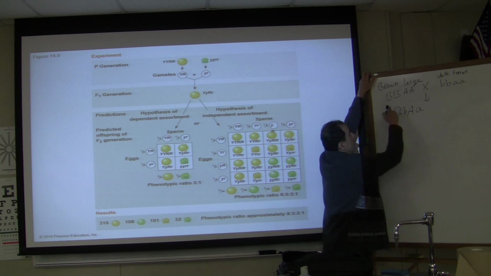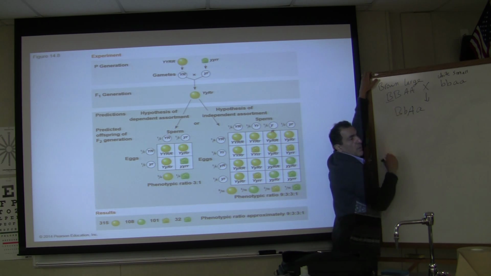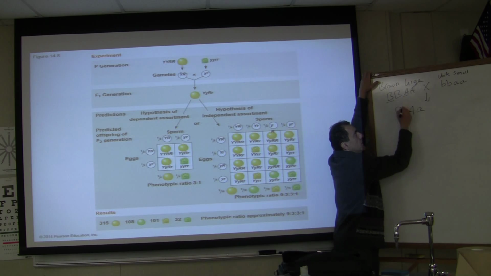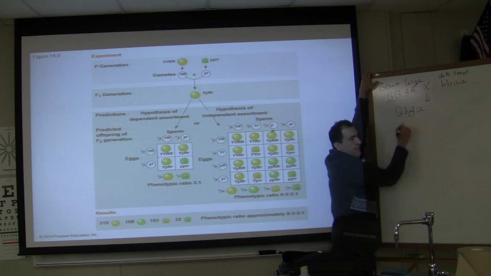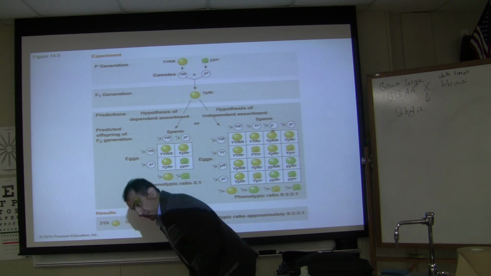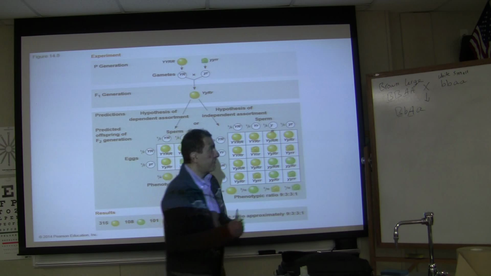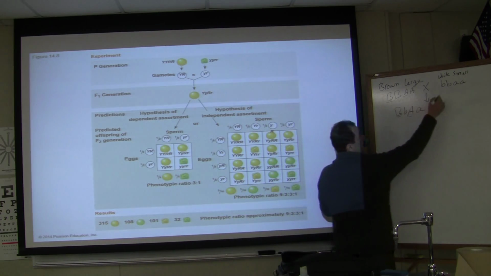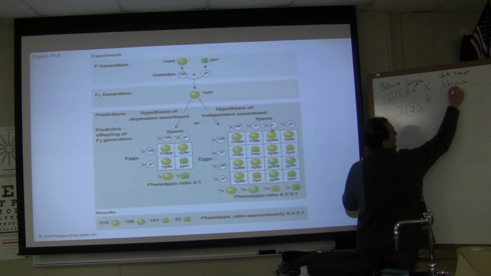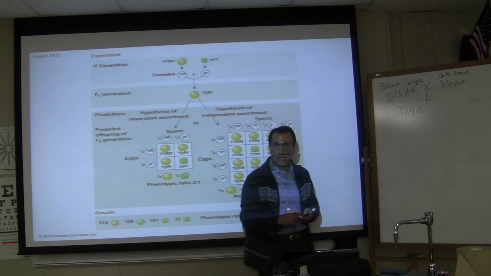Because this guy in his sperm is going to contribute that one and that one. Here it is, that one and that one. That's in his sperm. The female in her egg is going to contribute that one and that one. Here is that one and that. Do you guys see that?